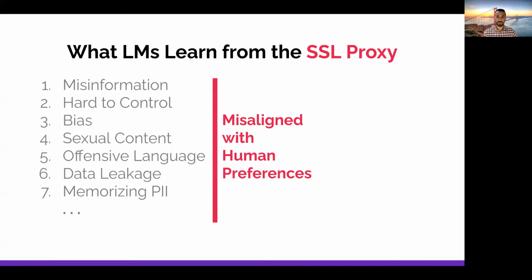Another example is data leakage. Often we'll be training our models on private sources of information. For example, Gmail autocomplete trains on private emails. We can't have those models generating social security numbers that are contained in another user's email. Related to the last point, these models will also memorize personally identifiable information, which we don't want the models to generate. So these are all illustrative examples of how these self-supervised learning proxy objectives are training the models to behave in ways that are misaligned with respect to human preferences.